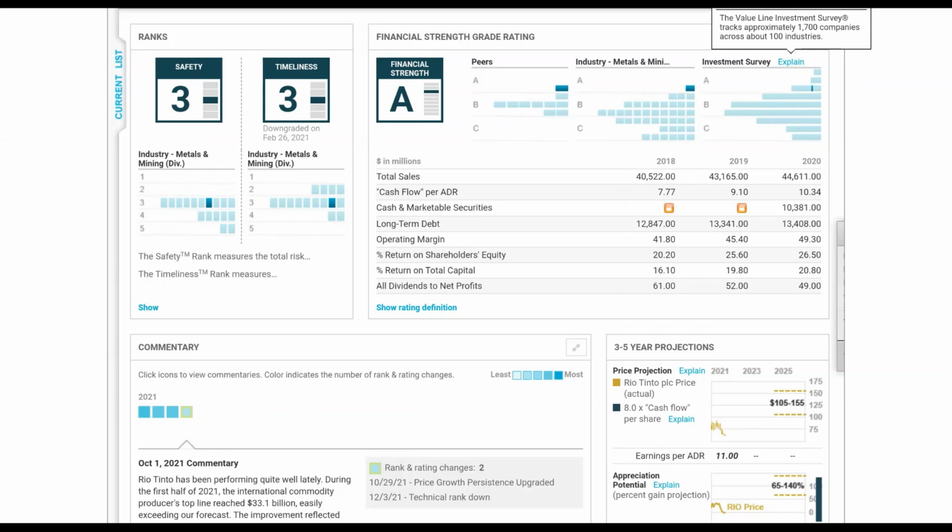It says we track 1,700 companies and about 100 industries. Over there, it said 97. Anyway, I look for growing sales, and I see my sales growing. I'm looking for increased cash flow, and it's going from $7.77 on up to 10.34.